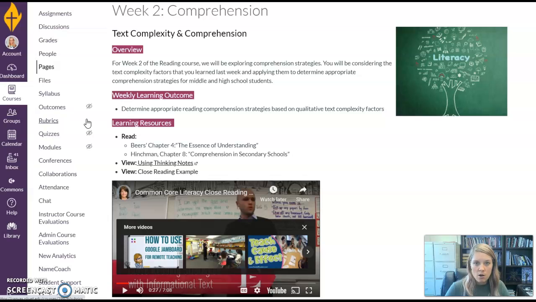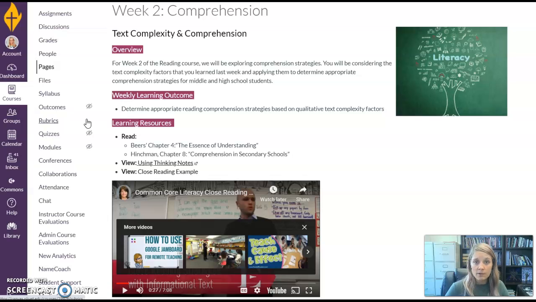about how do you know if students understand? How do you know if students are comprehending the text that you're asking them to read? And so they spend quite a bit of time talking about, how do we know students are actually comprehending and thinking? In addition to that text, and then also in the Hinchman text, it will give you all kinds of strategies to help students comprehend.